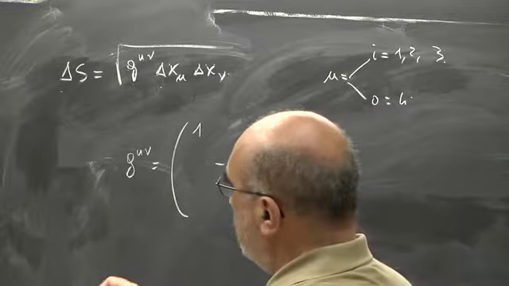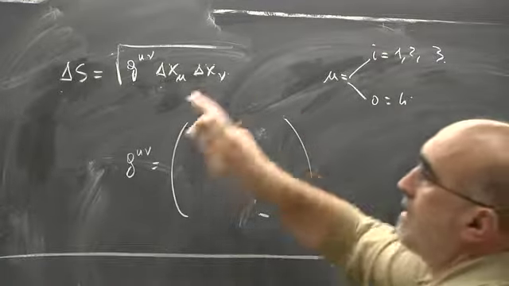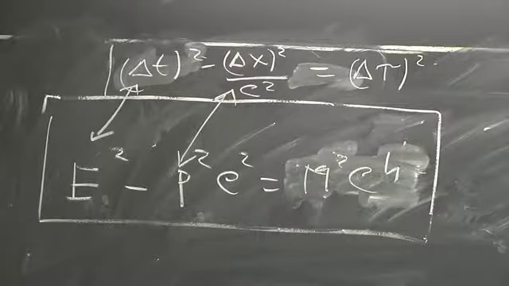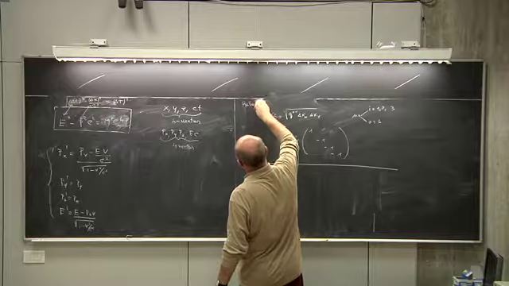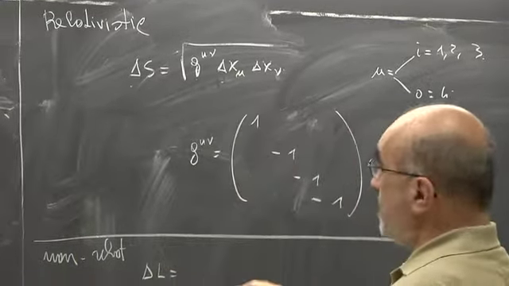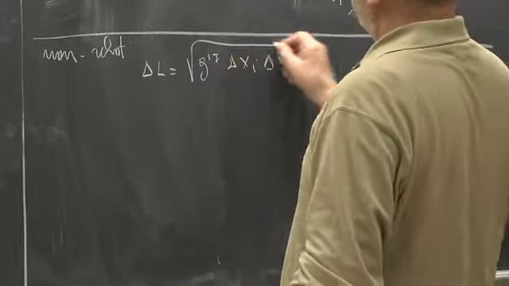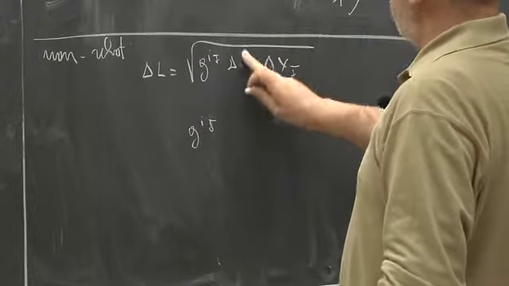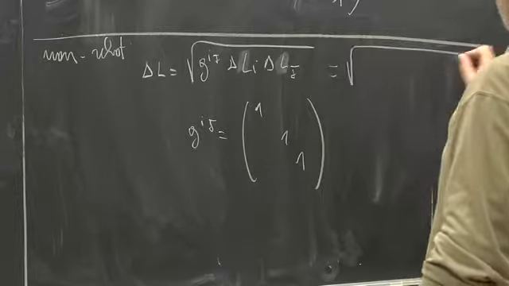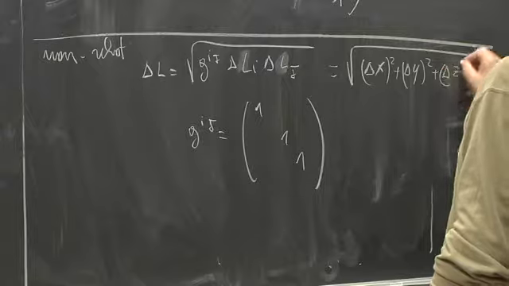But we can do much simpler things. So this is the relativistic case, and this is basically the proper time, if you want. In the non-relativistic case, you can have distances, and they are defined as the square root of G ij delta x i delta x j, where now G ij, or let's say delta L, is 1, 1, 1, and this is nothing else than the square root of delta x squared plus delta y squared plus delta z squared.